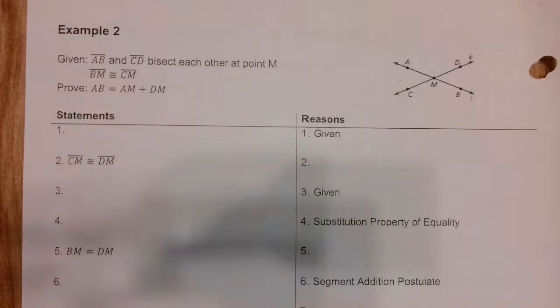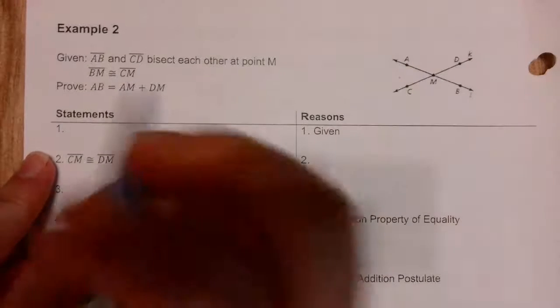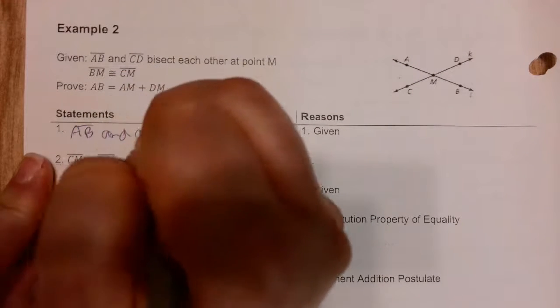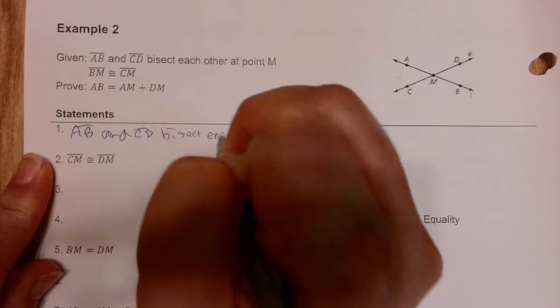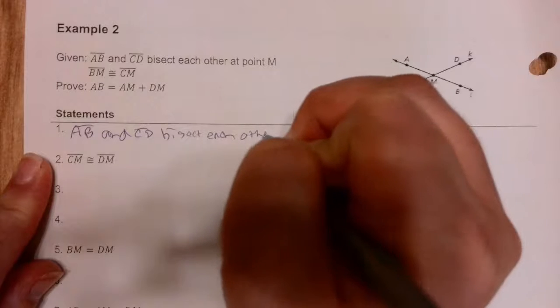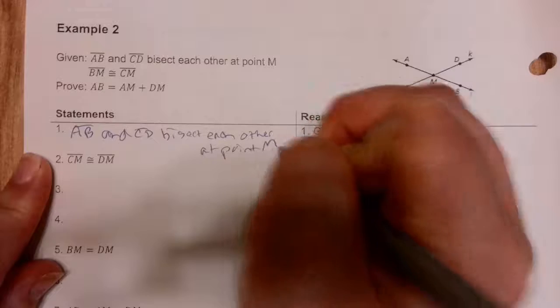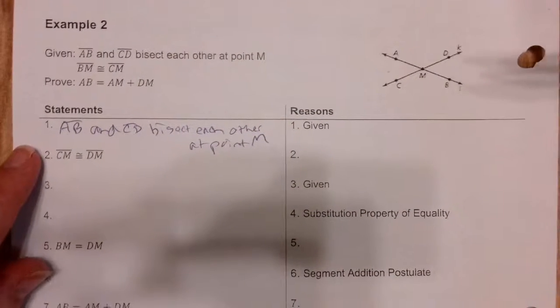So what do you think should go on line 1? Well, line 1 is always a given. Which given should we pick, the first or the second? I'm going to pick the first one first because it's first. AB and CD bisect each other at point M. Just copy it word for word off of your problem.